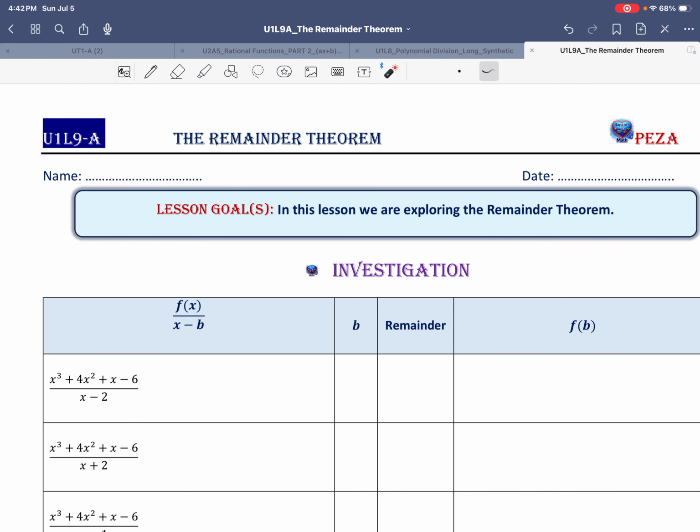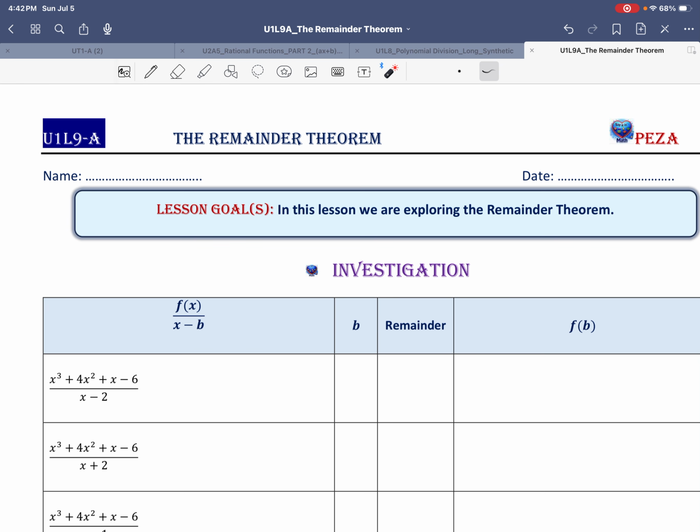Welcome everyone, and thank you for joining me today. I am especially excited about today's lesson because we are going to explore one of my favorite topics in polynomial functions, the remainder theorem. And I hope this becomes your favorite too.